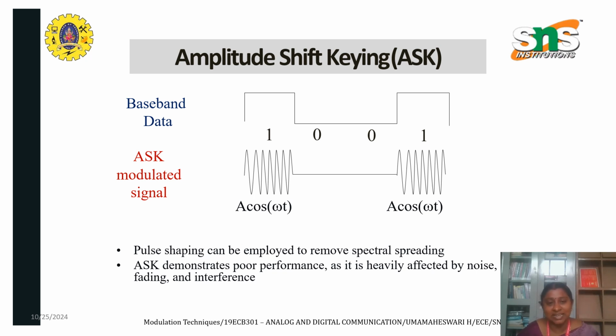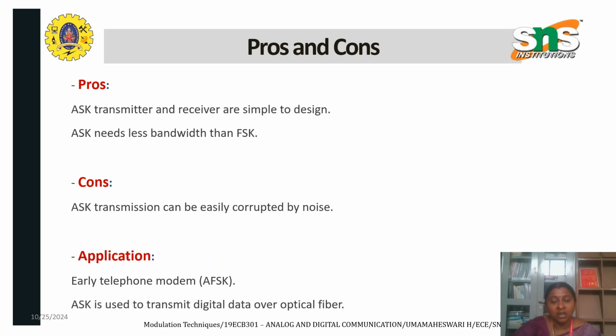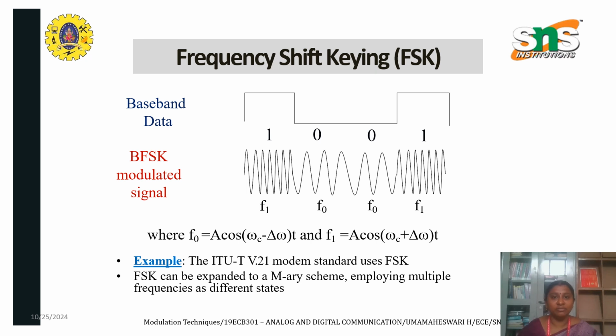ASK uses a pulse shaping signal which can be employed to remove spectral spreading. ASK demonstrates poor performance as it is heavily affected by noise, fading, and interference. The advantages and disadvantages of ASK are: ASK transmitter and receiver are simple to design. ASK needs less bandwidth than FSK, though ASK transmission can be easily corrupted by noise. The main applications are early telephone modems, and it is used to transmit digital data over optical fiber.